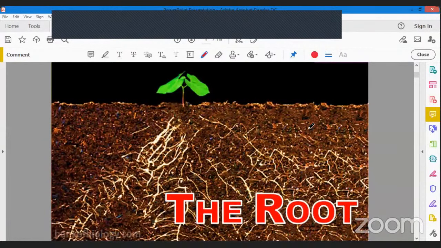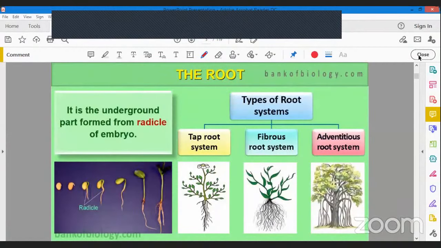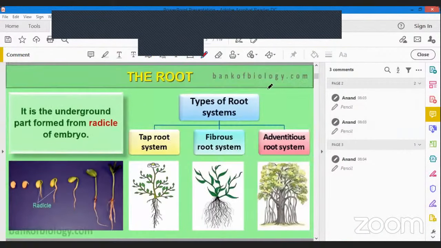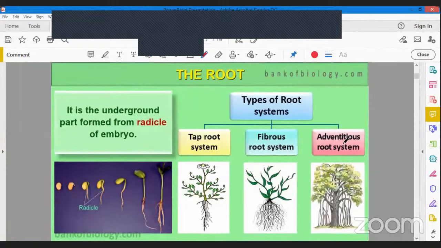Now look at the root. So what is the root? Root is the underground part of the plant. What is it formed from? It is formed from the radicle, the radicle of the embryo. Radicle forms the root. Plumule forms the shoot. Okay, so take this down.